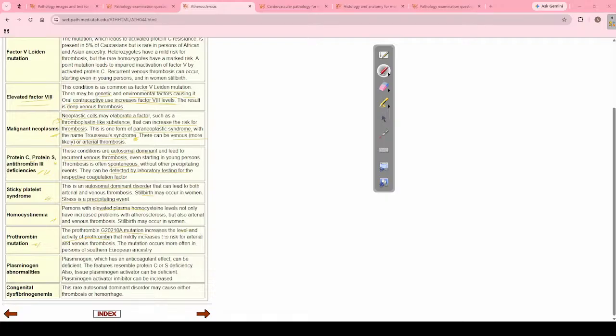It mildly increases the risk of venous thrombosis, and the mutation is seen more often in people of southern European ancestry. Plasminogen abnormalities can also be there. It resembles protein C or protein S deficiency, but the activator inhibitor can also be increased. It can be a deficiency of plasminogen, or the inhibitor can be increased. Then you have congenital dysfibrinogenemia, which is a rare autosomal dominant disorder that can cause either thrombosis or hemorrhage.